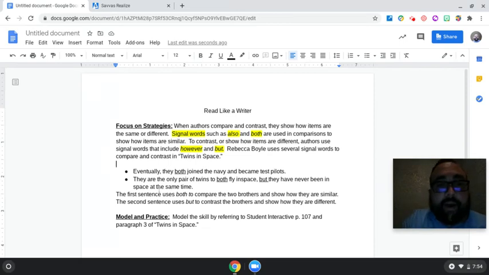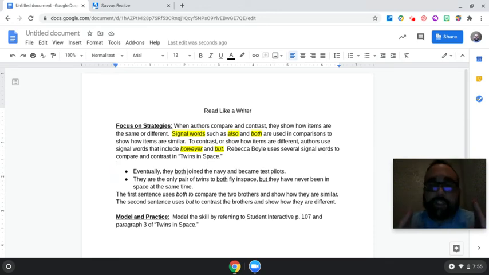"But they are the only pair of twins to both fly in space, but they have never been in space at the same time." Well, that's kind of weird. They've never been in space at the same time. Huh. So we notice that the first sentence uses both, right there, it's underlined, to compare the two brothers and show how they are similar. The second sentence uses but to contrast the brothers and show how they are different.